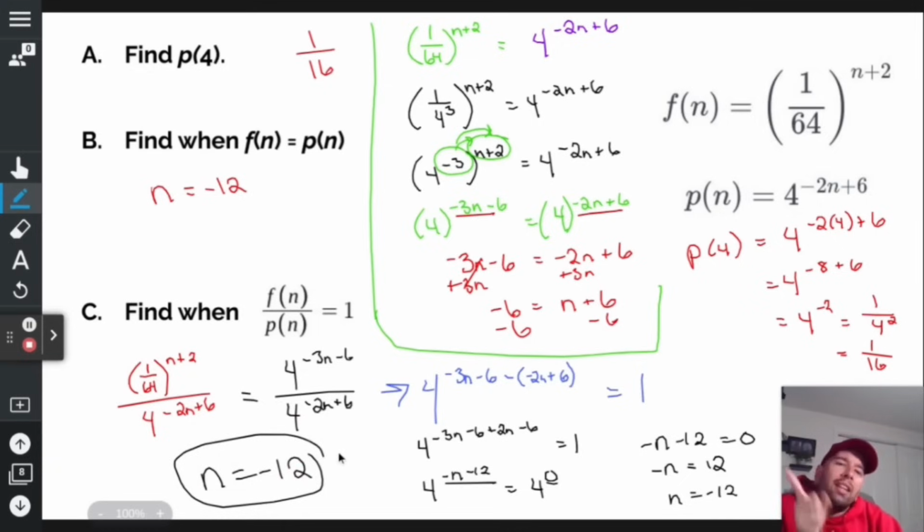And if you were like, hey, dummy. And that's you talking to me. Hey, dummy. Couldn't you just have looked at this guy and said, F of n equals P of n, divide both sides by P of n, and you get F of n over P of n equals 1? You just wasted all this time. Oh, well, yeah. I guess I did. Oh, well, it's my video. And the longer the video, the more money I get.